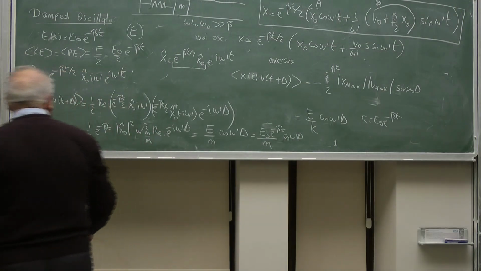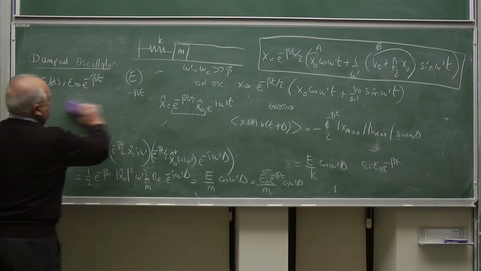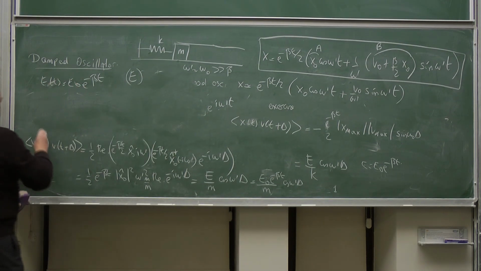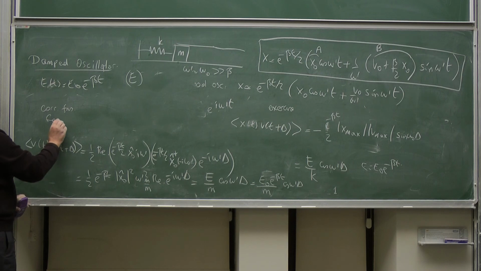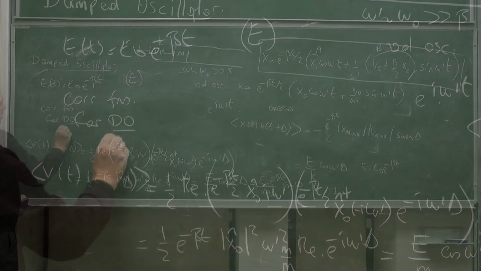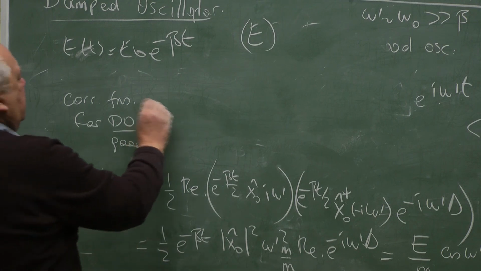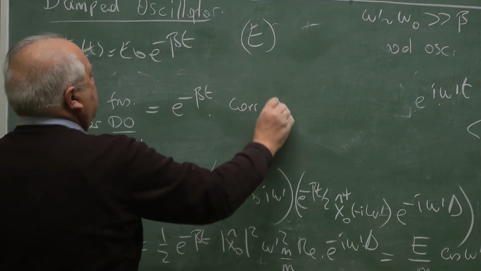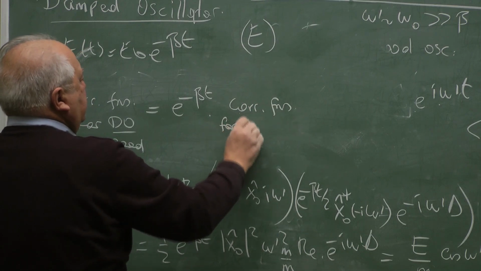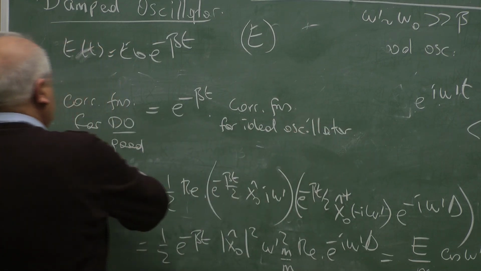Or, in short, we can write all these results this way. Correlation functions for damped oscillator. But remember, we are talking about a good damped oscillator. Namely, a good oscillator is damped, but only slightly, okay? So this is equal to simply e to the minus beta t times correlation functions for ideal oscillator.